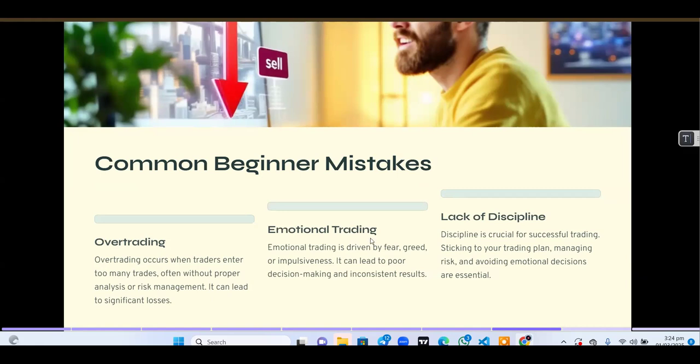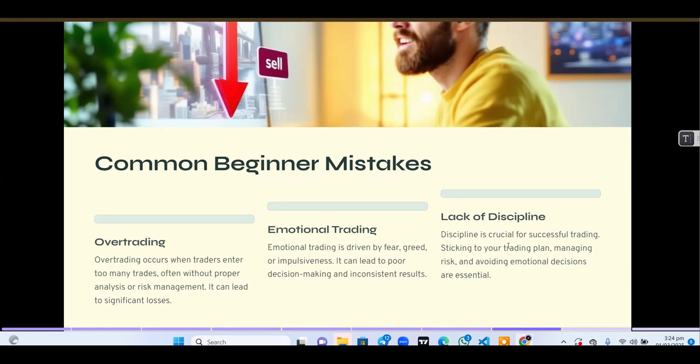Emotional trading. Emotional trading is driven by fear, greed, or impulsiveness. It can lead to poor decision-making and inconsistent results. Avoid making decisions based on your emotion. Just because you have lost, you want to say, I want to recover my money that I've lost. You enter, again you lose. Again you enter, you lose. If you say, okay, my daily drawdown that I've given myself is 5% of my capital, once you lose that, don't go back again. Come back tomorrow. You'll see how profitable you're going to be.